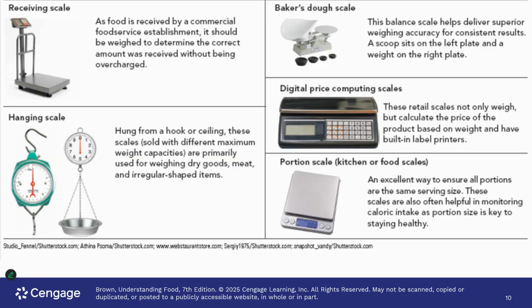The hanging scale you see in a grocery store potentially, and it's in the produce section where you can weigh things that are priced by the pound. You have a baker's dough scale, a digital price computing scale, and then you see a portion scale, which is mostly for home use or small kitchens where you want to get an idea of what a portion size should look like so you have uniform portion sizes.